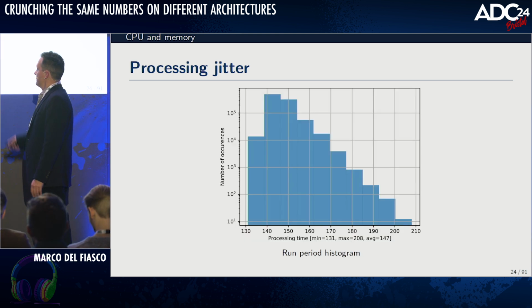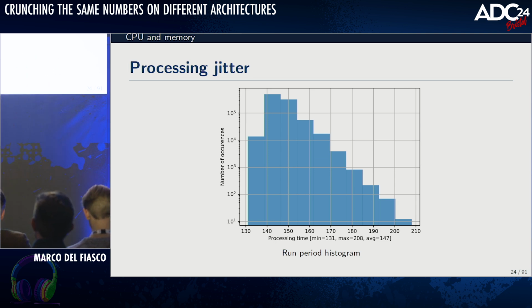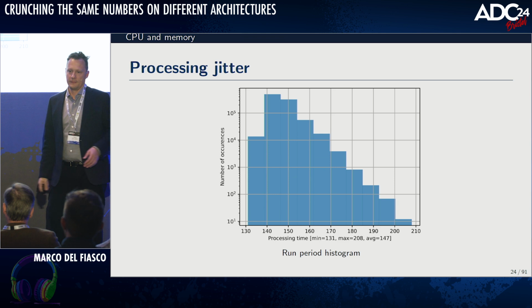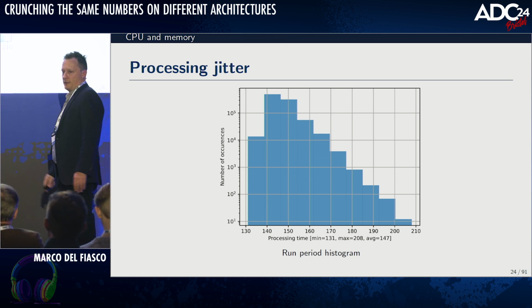This is the same phenomenon with a histogram. Usually the algorithm will take 150 microseconds, but sometimes it reaches like 200. It's not twice in this case, but this is the distribution. The y-axis is logarithmic.